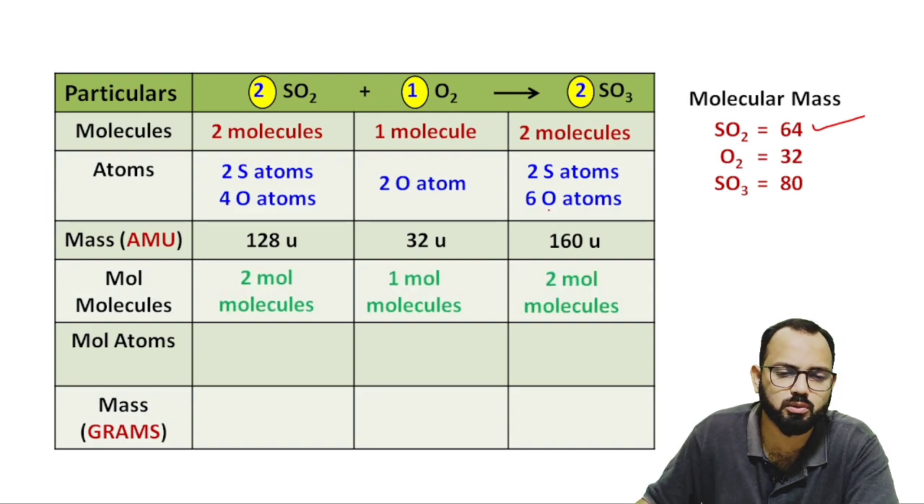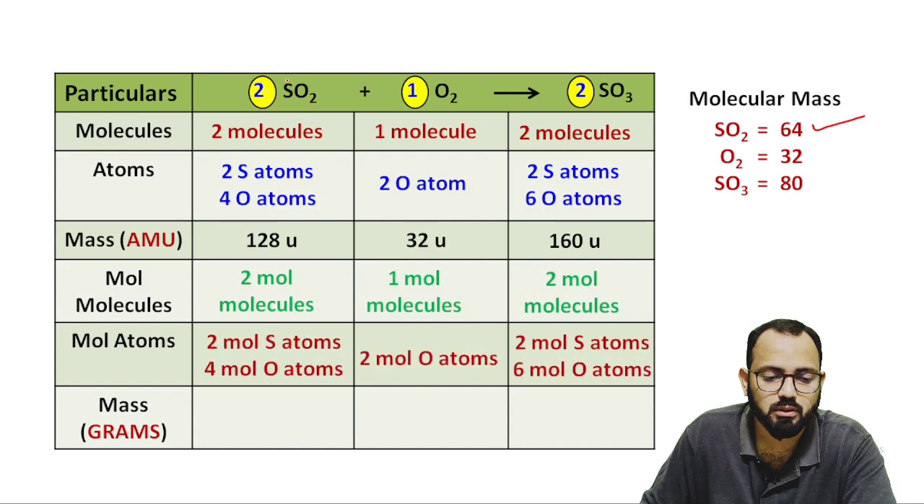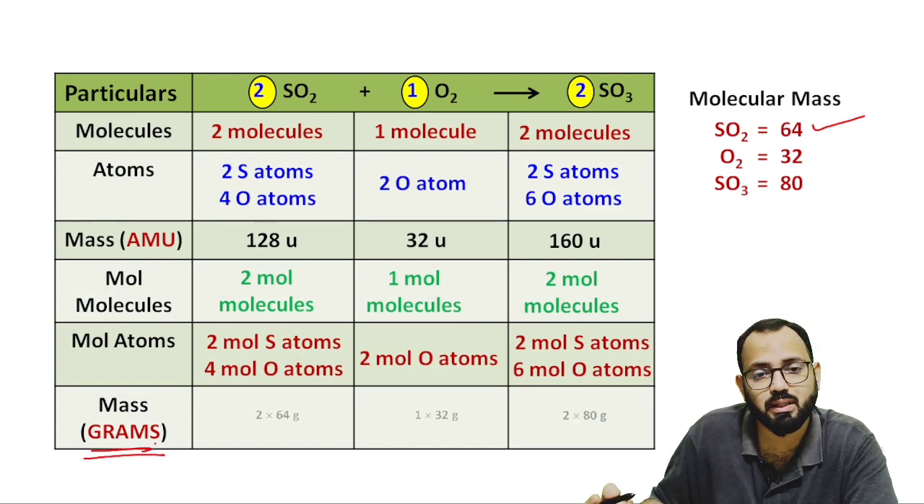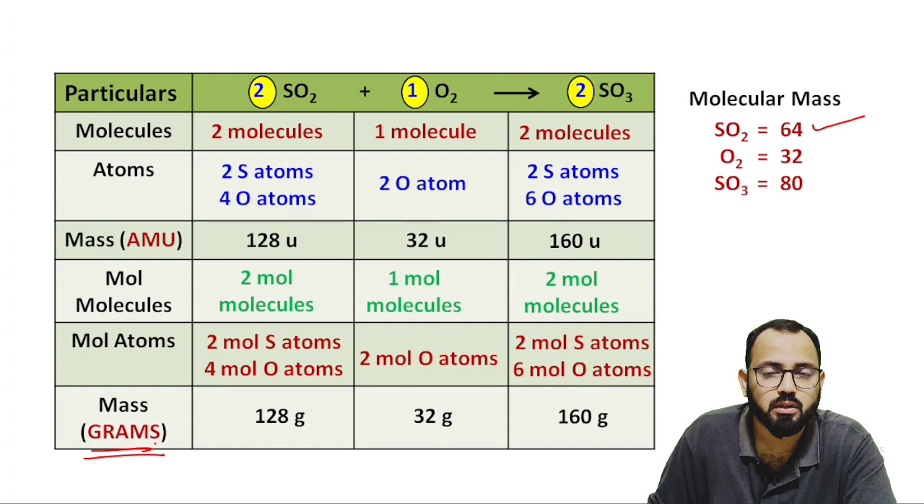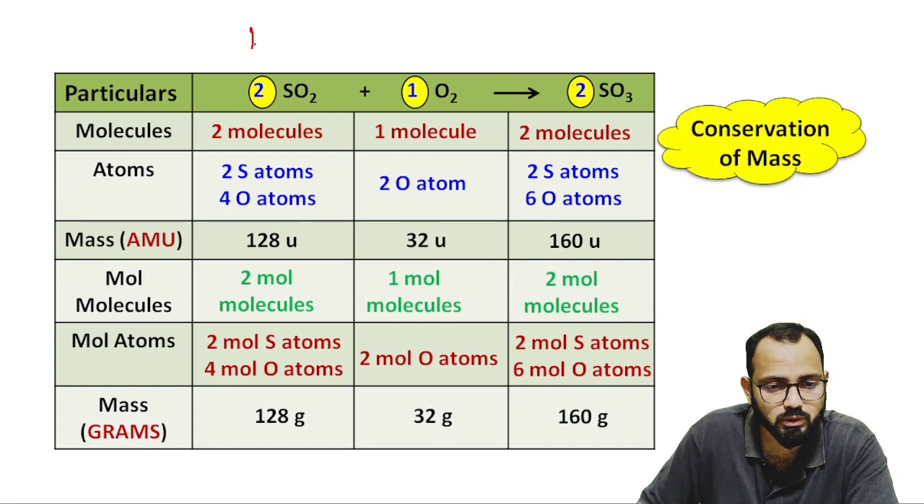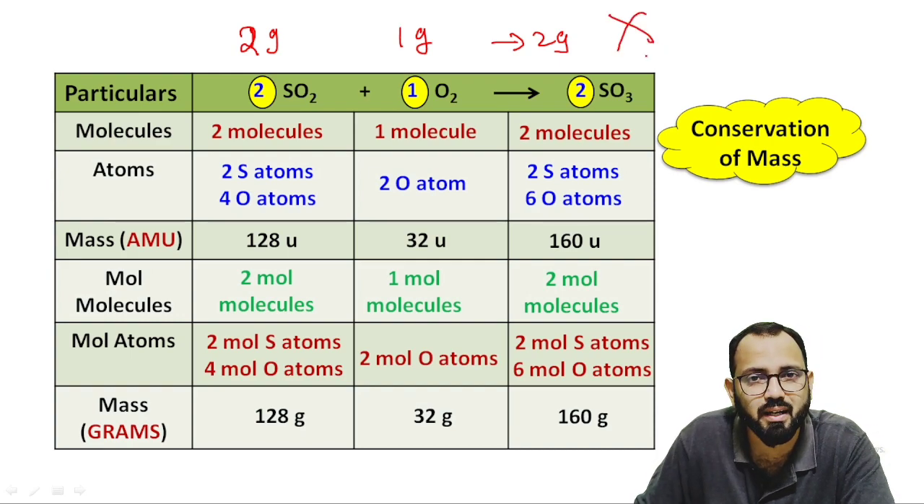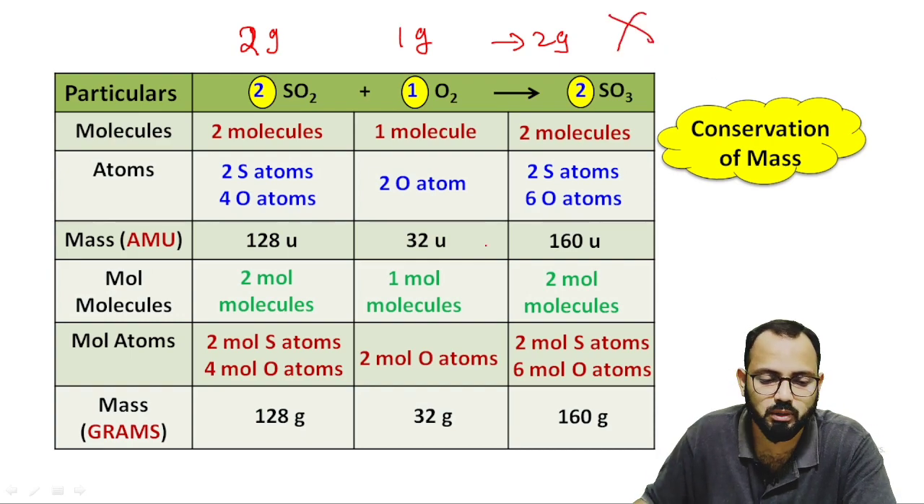If we talk about moles, I can write 2 moles of SO2 is present. So how many atoms? 2 moles of S atoms, 4 moles of oxygen atoms. Again, if you represent the mass, then the mass should be in grams. So 128 gram. This is how the representation goes. Now, initially I was representing 1 gram, sorry, 2 gram plus 1 gram is equal to 2 gram. And I said it is wrong because it is violating the law of conservation of mass. Whether this is violating, look at that, 128 plus 32, this gives you 160.